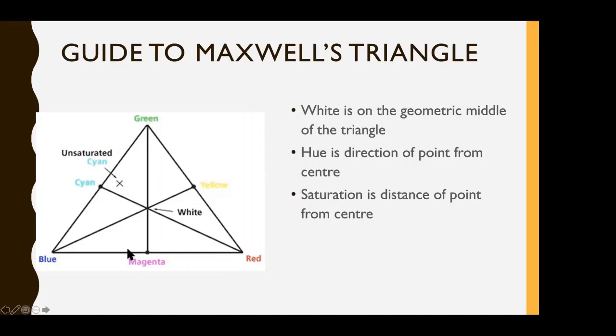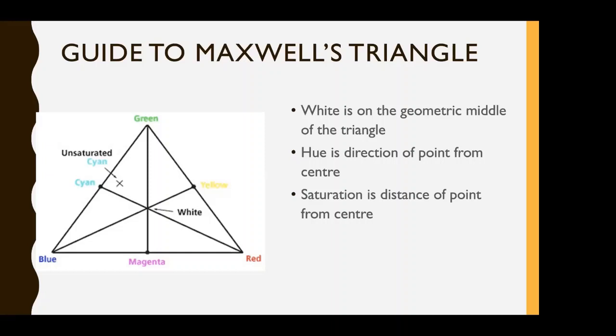White is in the geometric middle of the triangle. It is not in the geometric middle of the CIE diagram. That's a bit of a different diagram because that also shows our sensitivity. But when we're diagramming color, we don't care about human sensitivity. We just care about relationships to the colors. So in the case of both the vectorscope and Maxwell's triangle, white is in the center. I'll show you a diagram of white later on when we talk about white balancing.